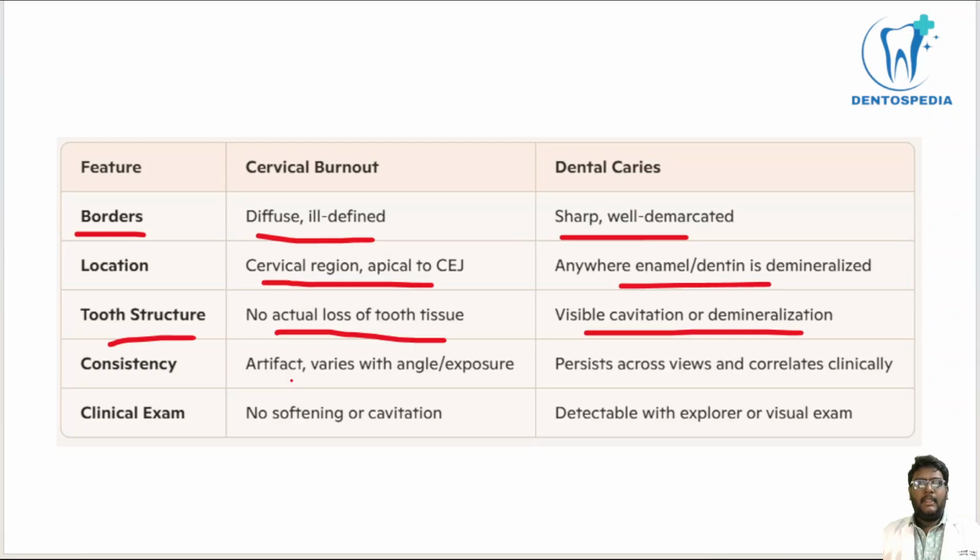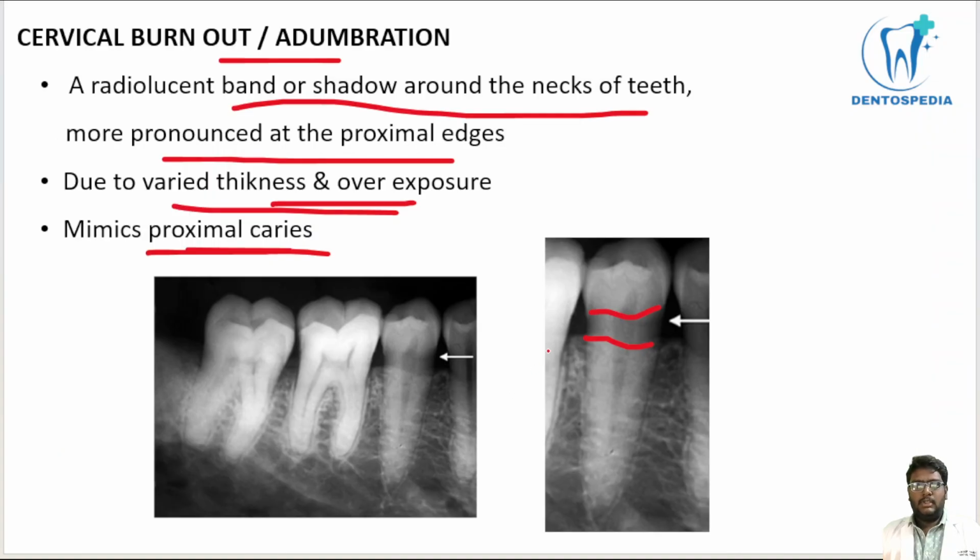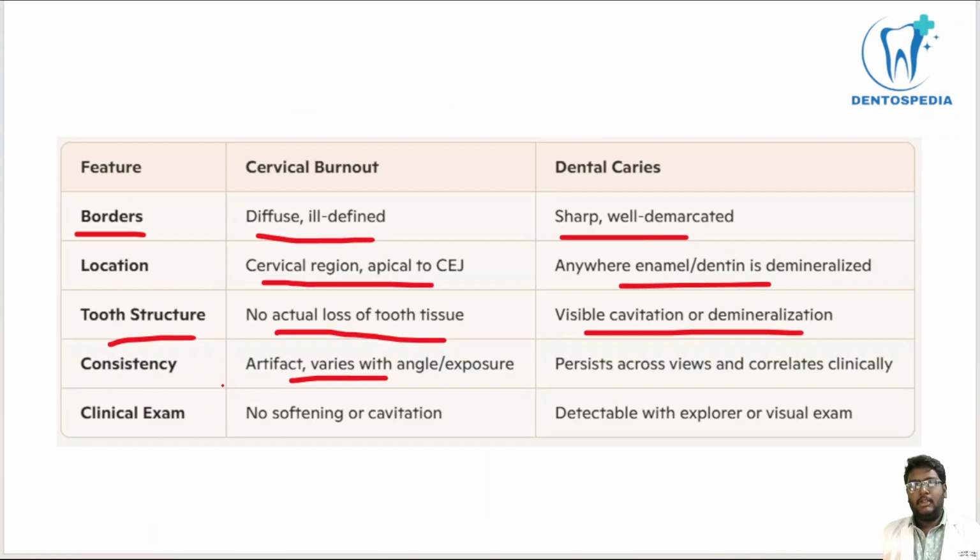And consistency: it is an artifact. It varies with angle and exposure. Suppose you are exposing the tooth with this angle, right? If we shift the tube from here to here and then expose the same tooth, that cervical burnout will not be present, but proximal caries will be present at the same location. So even if the tube shift occurs, the proximal caries will be present, but the cervical burnout will not. That's an important radiographic differentiating point. Dental caries persist even across view changes.